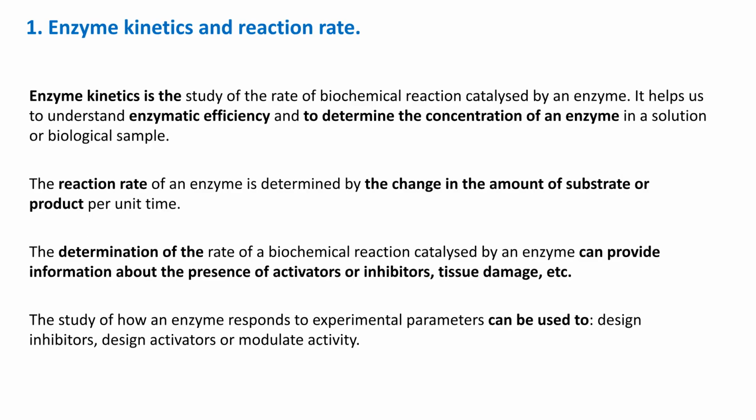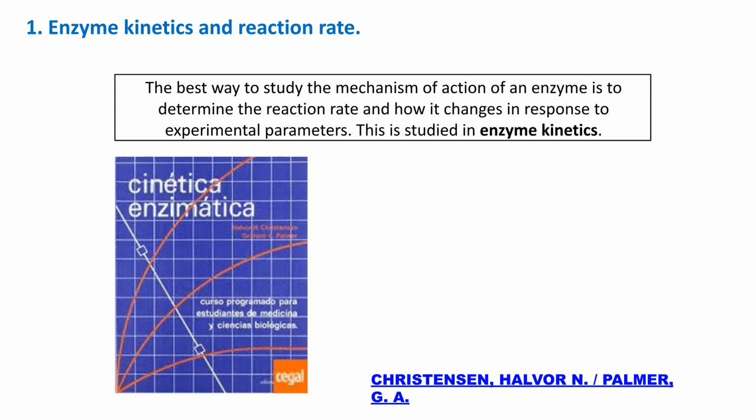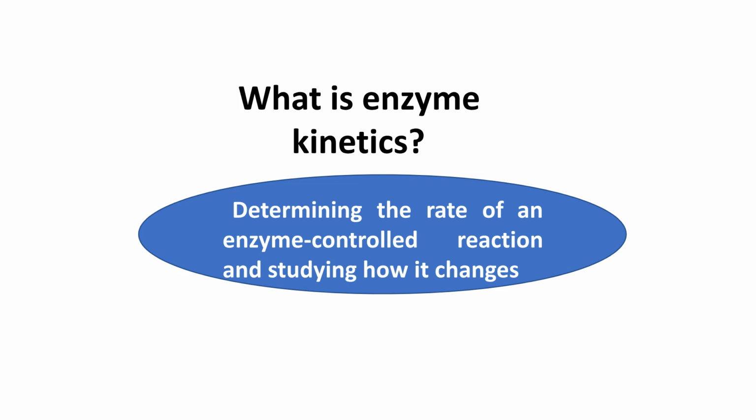Enzyme kinetics is the study of the rate of biochemical reactions catalyzed by an enzyme. It helps us understand enzymatic efficiency and determine enzyme concentration in a sample. Studying the mechanism of action of an enzyme is best done by determining its reaction rate and how it changes with experimental parameters. This is the core of enzyme kinetics. To summarize, enzyme kinetics is determining the rate of an enzyme-controlled reaction and studying how that rate changes.